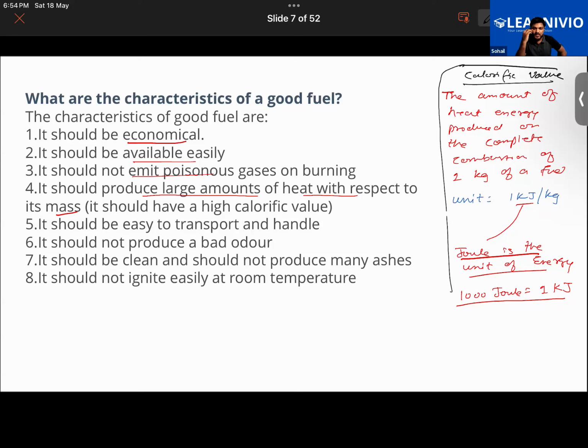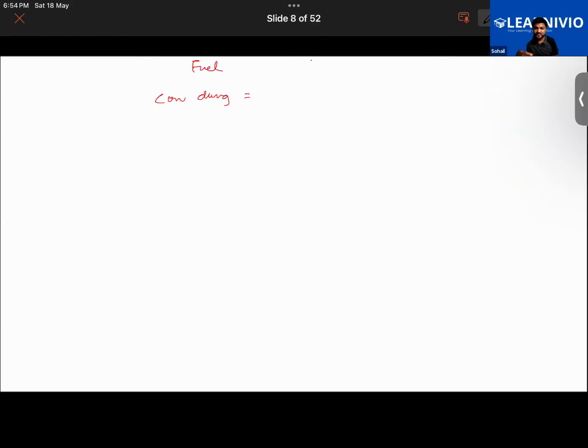I'm writing it. Shall I change the page? You can write it later on. I will give time to write it. Okay, now first let me complete this.